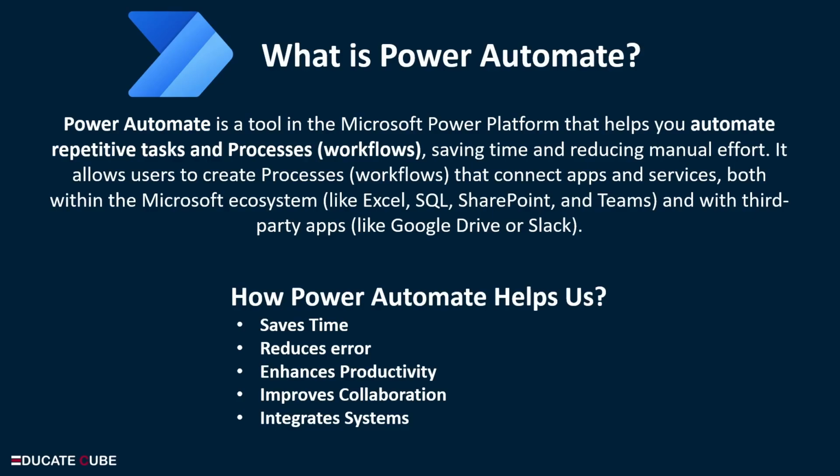To achieve this task, we use Power Automate, which helps automate repetitive tasks and processes, saving time and reducing manual efforts. So far, we have understood what is Power Apps, what is Power Automate, and how these tools are used. Now, with everything aligned, stakeholders want to analyze the data. To achieve this, we will use Power BI.